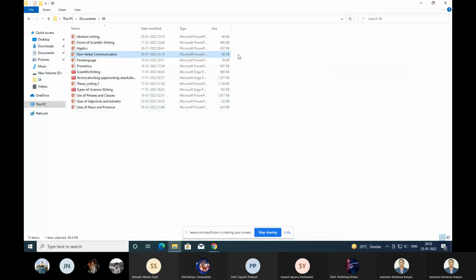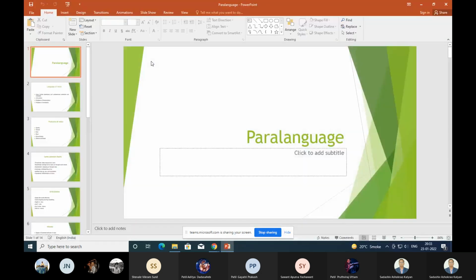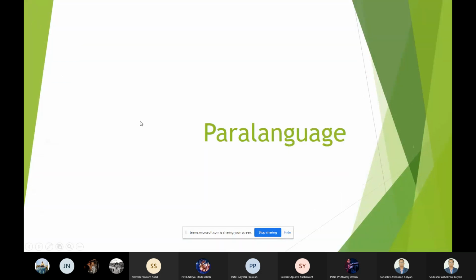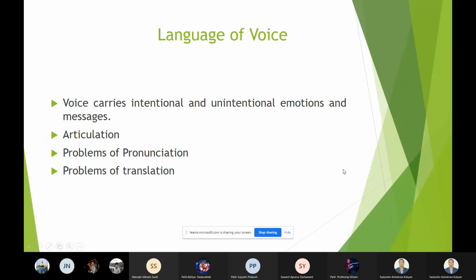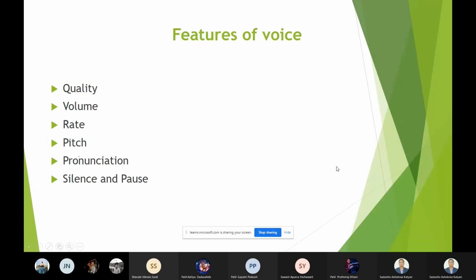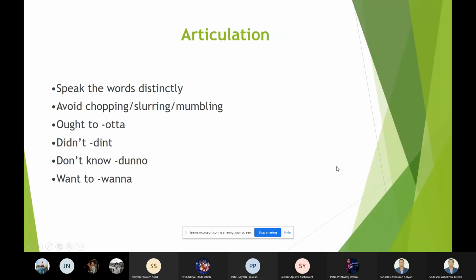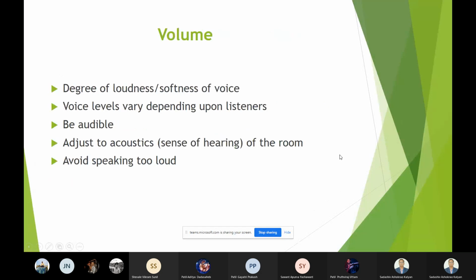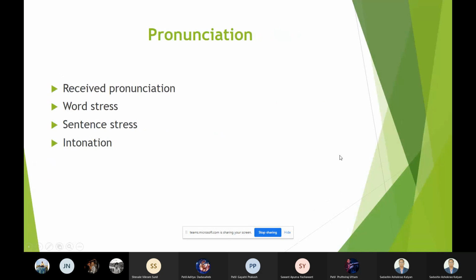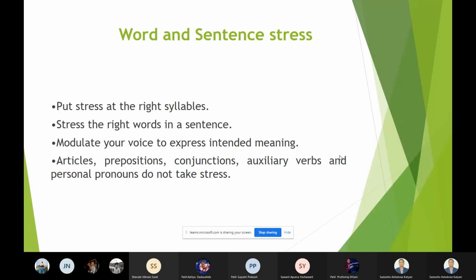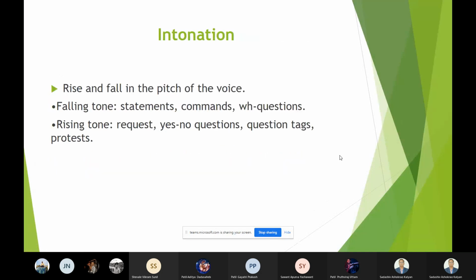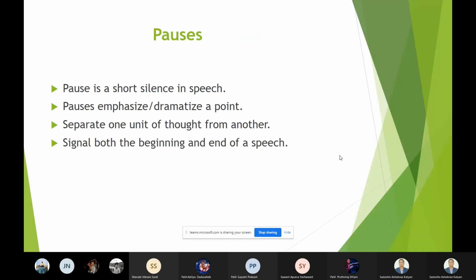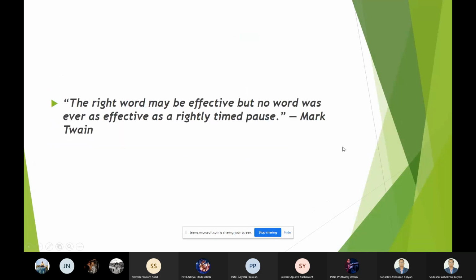Then later on, we studied what is meant by paralanguage. Paralanguage is considered one of the important qualities of any speaker. It can be reflected through our voice, through our pronunciation, that is called articulation, through our volume, and at the same time how we use pitch variations, especially stress and intonation. These are all the major points, and pauses, that we have studied related with paralanguage.